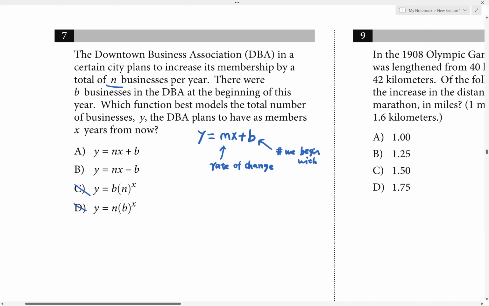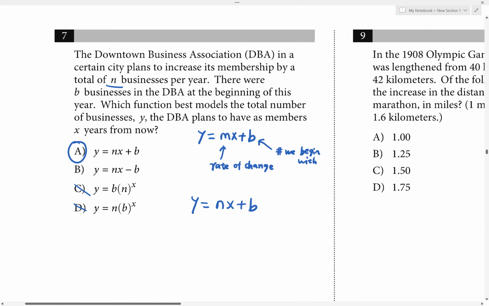So for this one, we can just go and plug it in. How many do we begin with? It should be B number of businesses. And the slope should be N. So for this one, the equation will just be NX plus B. Okay, that should be letter A.